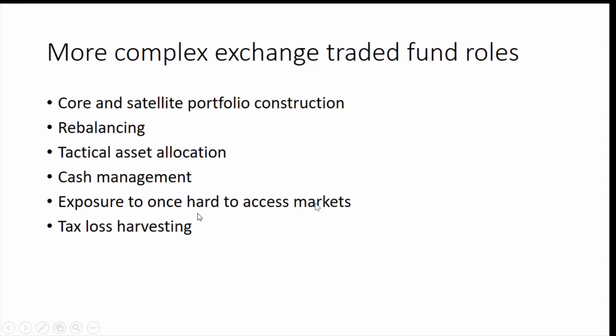Exposure to hard-to-access markets is there, because you can buy emerging markets ETFs and international ETFs. Also, ETFs can be used for tax loss harvesting, that is, selling at a loss at the end of the year to get certain tax breaks. That can be done with ETFs.